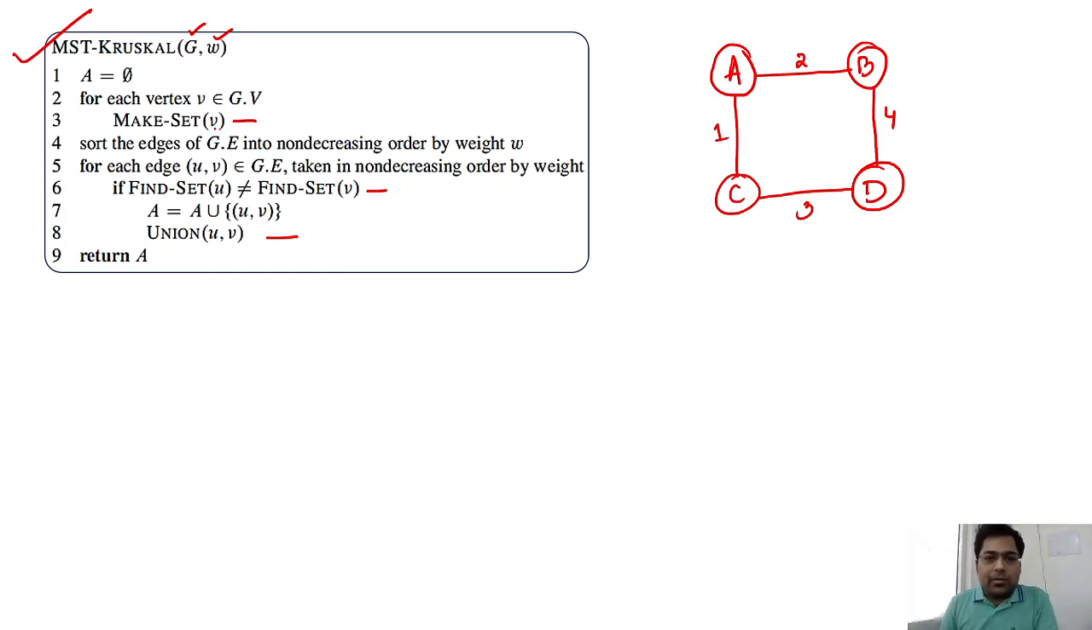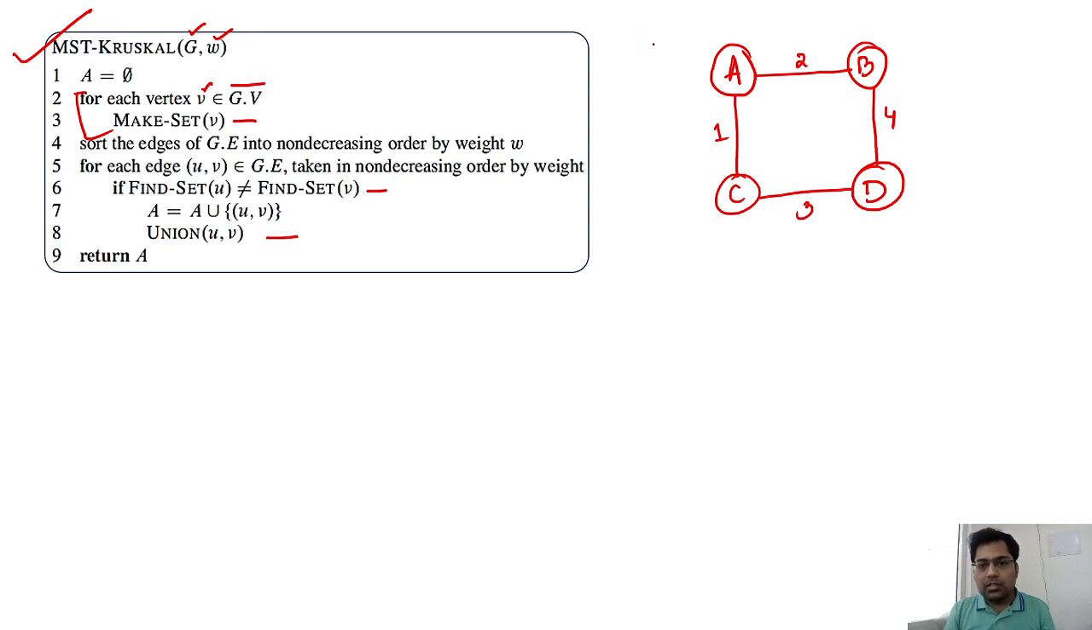So whenever we are doing make set, it is written within the for loop. Kindly see it here, where the vertices are represented with a small v, and G dot V means the number of vertices. The for loop will run as many times as there are vertices in this graph.